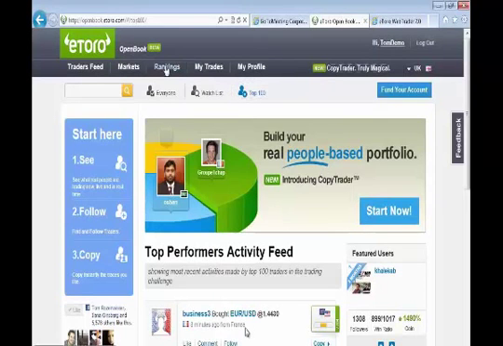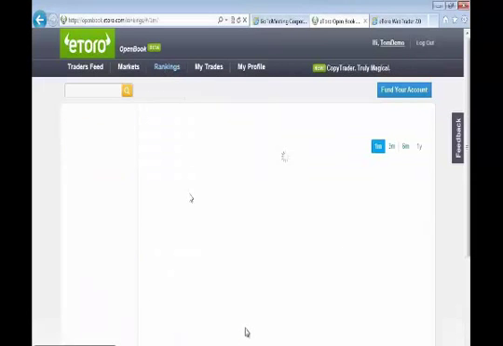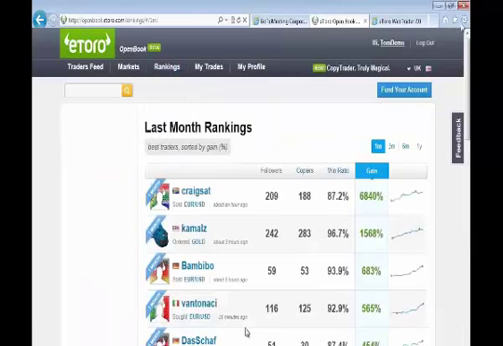Let's see how this works. The best place to pick a trader that we want to copy directly is by going to the rankings. Let's go to the live rankings, and what we can see here is that we have rankings of the last month, the last 3 months, the last 6 months, and the last year. Some of these guys have had an unbelievably successful month. I mean, imagine you investing $1,000 and within a month turning them into $7,000.